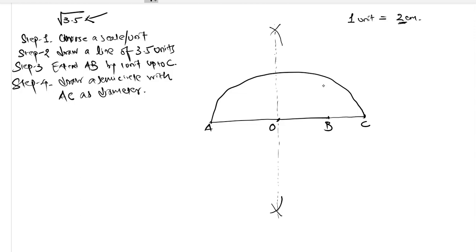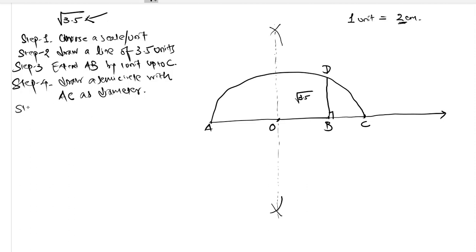Okay, now you have to draw a perpendicular from point B intersecting the semicircle. If you want, you can extend this line further like this. Now draw a perpendicular from point B. This is the perpendicular from point B. It intersects the semicircle at point D. Now this BD which you see over here is nothing but root of 3.5. BD is root of 3.5.